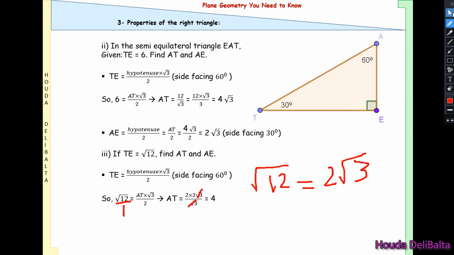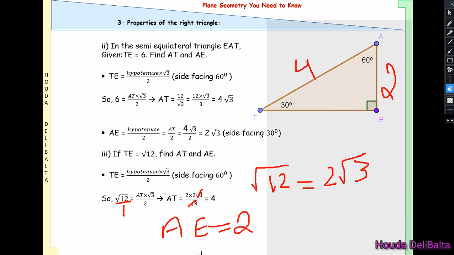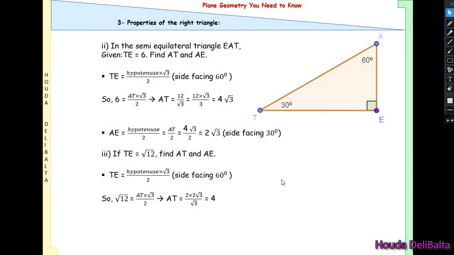So let's continue. We got now that AT equals 4, so directly AE is going to be its half, which is 2. So AE equals 2, which is half of the hypotenuse, because it's the side facing 30. So as you see here.